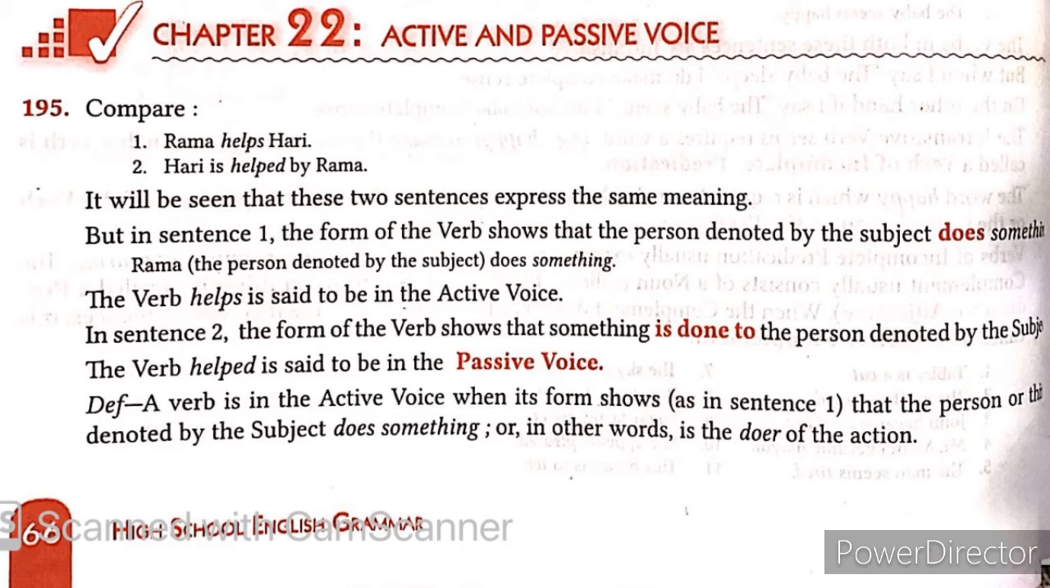So when the subject is doing something, it is active voice, and when the subject is receiving something, it is passive voice. Clear? A verb is said to be in active voice when the subject is doing something, and a verb is said to be in passive voice when it's receiving something. I hope this is clear. Active is doing, passive is receiving.